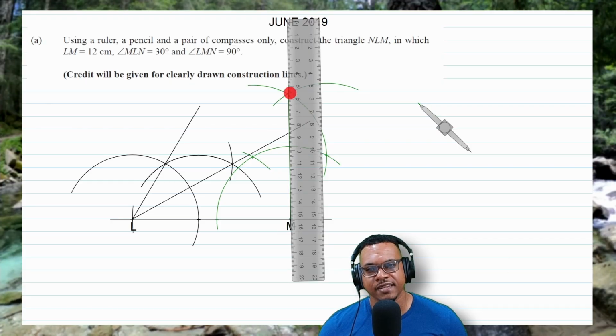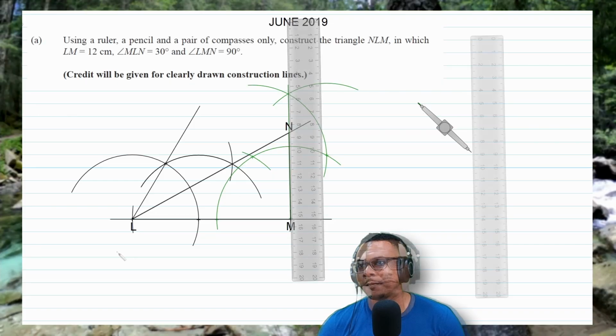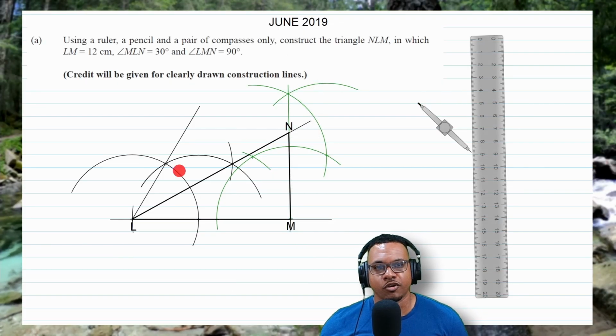Now the point where my 90-degree line and the 30-degree line intersect, that will be the third point on your triangle, which will be N. So you already have L and M, so N would be on top here. So now once you're happy with the diagram, we'll darken the final outline. All these lines were drawn lightly, those are your construction lines. Once you're happy with your diagram, you darken the final outline. And that's it. We have our triangle NLM.